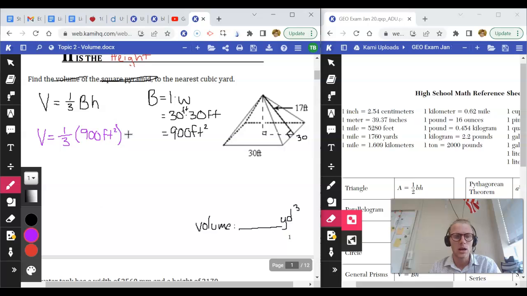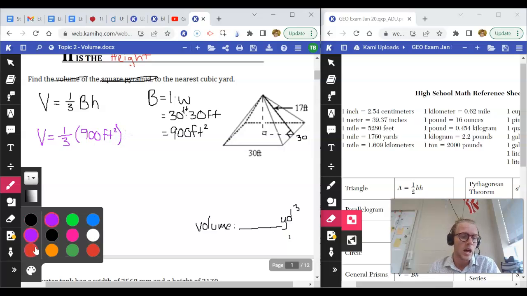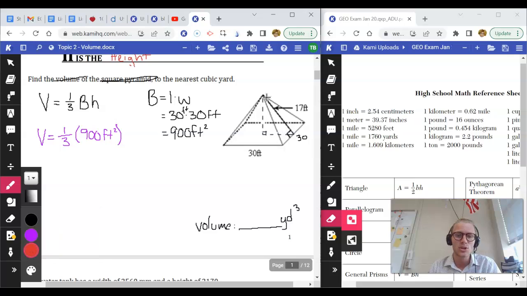Okay, now I need to find my height. Well, here's the important thing about a pyramid. The height goes directly up and down. The height is right here. So I'm going to cover this H in red over here as well. The height has to go straight up and down. That's why they include this little right angle symbol. Additionally, it's directly in the center of the pyramid.